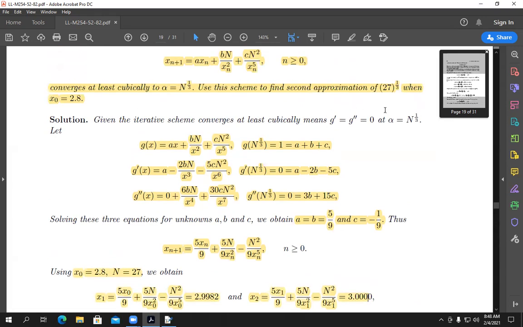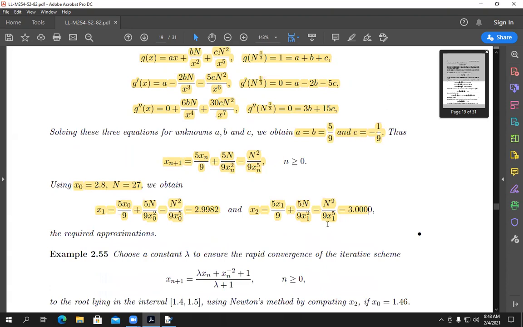Can you tell me what 27 power 1 by 3 is equal to? 3. And you have exactly the answer 3, and in just 2 iterations. Why do we have such a good approximation, just in the second approximation?